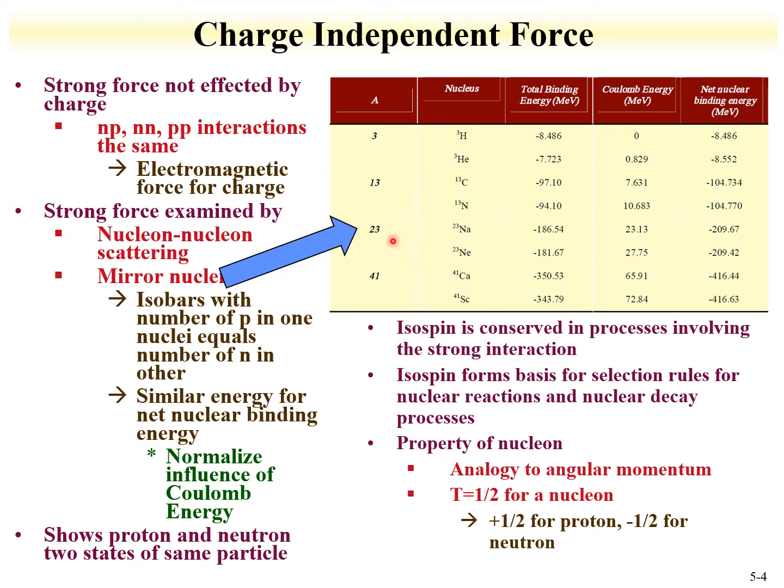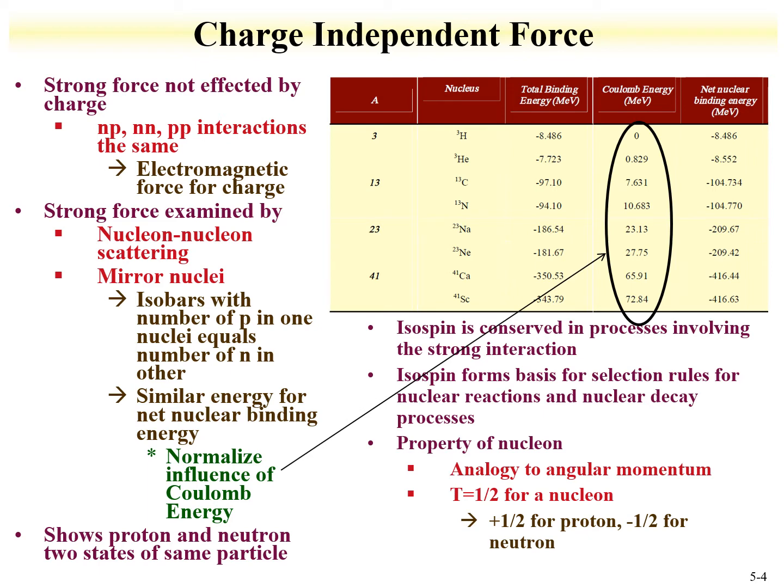So for instance, if we look at A equals 23, we can have sodium-23 and neon-23 as mirror nuclei. As you can imagine, you can evaluate mirror nuclei for only fairly low A. As you go higher in A, you couldn't get a nucleus with more protons than neutrons. So what one could do with this is evaluate energetics, particularly looking at binding energy, and then compensating for the Coulomb energy, to try to evaluate a net nuclear binding energy for different nuclei with the same number of total nucleons. And this is shown here.